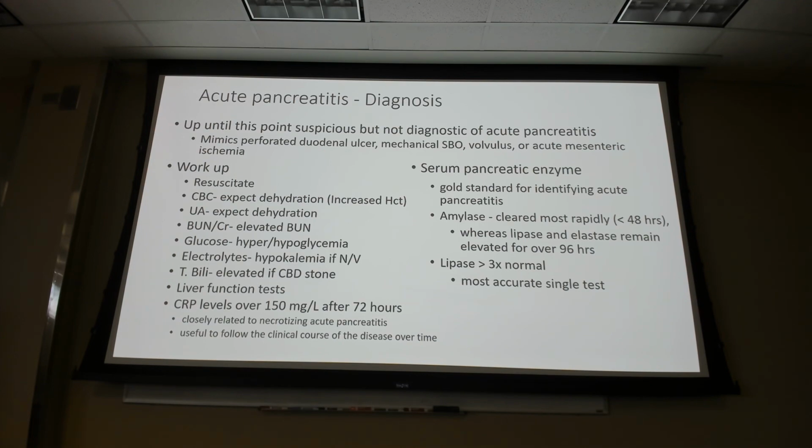CRP is a non-specific test, but it is really good for pancreatitis, and it's typically significantly elevated. Like 150 is pretty high for a CRP, but that's something you can see in pancreatitis as well. But the gold standard is our pancreatic enzymes, so amylase and lipase. Lipase is the better study just because amylase can be cleared relatively quickly. So lipase above 3 times the normal limit is typically our most accurate test and the gold standard we use now for diagnosing pancreatitis.